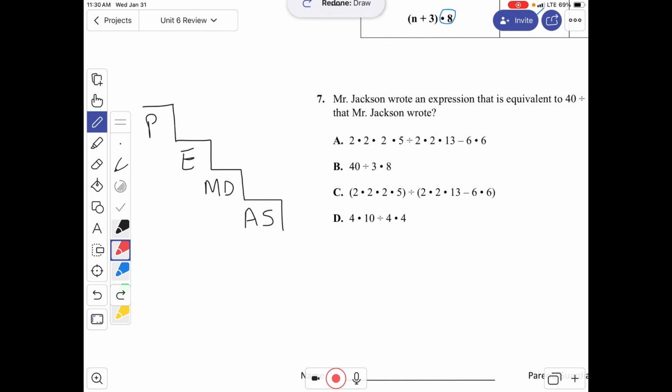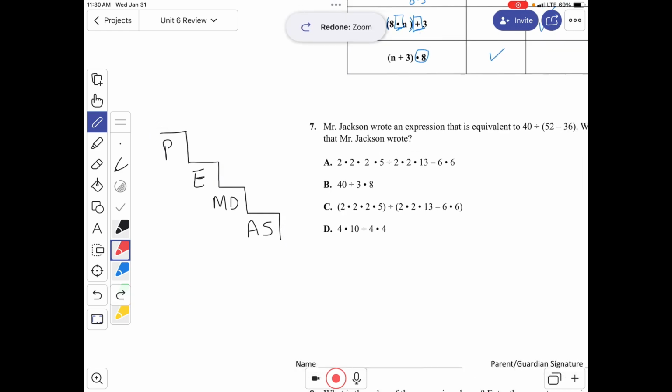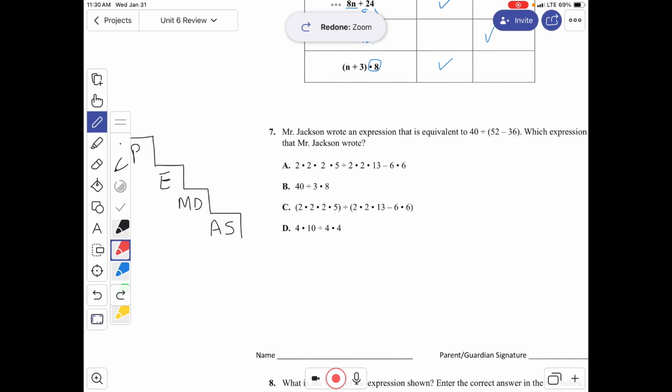So first, let's do the problem that's in the question. So we need to do the parentheses first. Parentheses say 52 minus 36, which is 16. Then we can do division, 40 divided by 16, which is 2.5. So this whole problem equals 2.5.